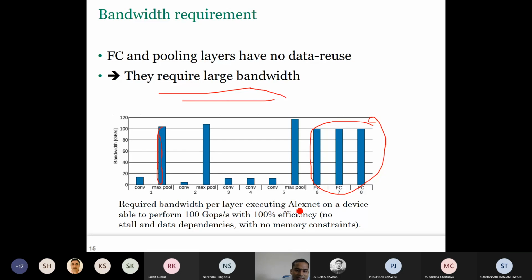This is the required bandwidth per layer when executing AlexNet on a device which can do 100 giga operations per second with 100% efficiency. Because convolution layers are compute intensive, they don't need much bandwidth. You don't have to fetch a lot of data from memory. For each data you bring, you can do a lot of computations. So convolution layers have low bandwidth requirements, but pooling layers have high bandwidth requirements because they don't have data reuse. We will repeatedly discuss this point, what is data reuse, because in architecture data reuse is important.